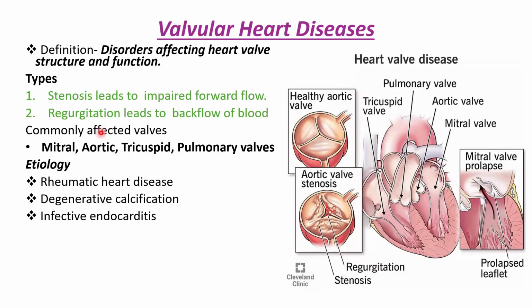Then the commonly affected valves: the mitral valve is the most affected one. Then aortic, then tricuspid, then the pulmonary valve. These are in a very important order. I want you to know this order in the way these valves are affected. You start with the mitral valve, which is here. From the mitral valve, aortic. From the aortic, you go to tricuspid. From tricuspid, you go to the pulmonary valve. That's the order of how they are affected.